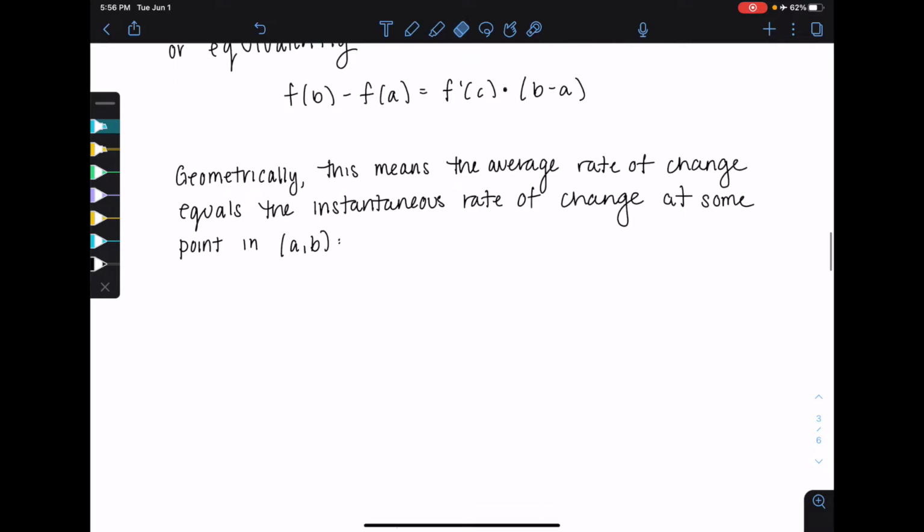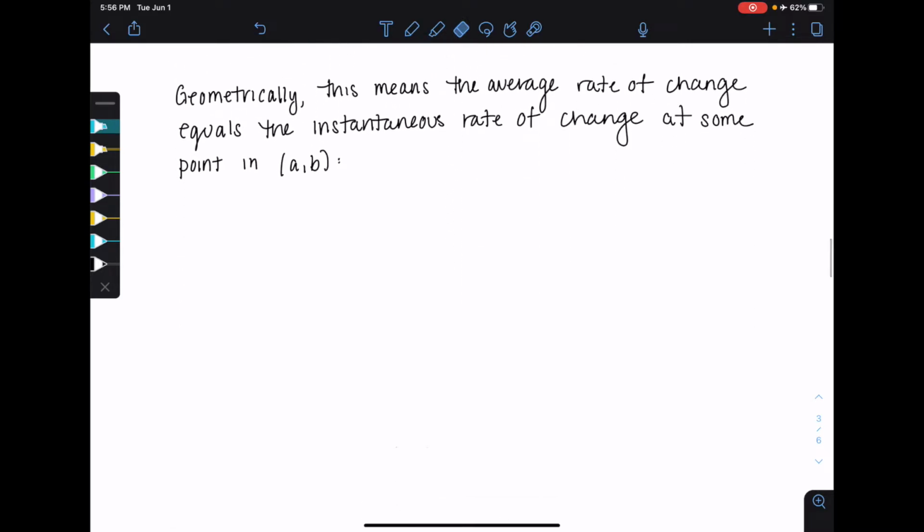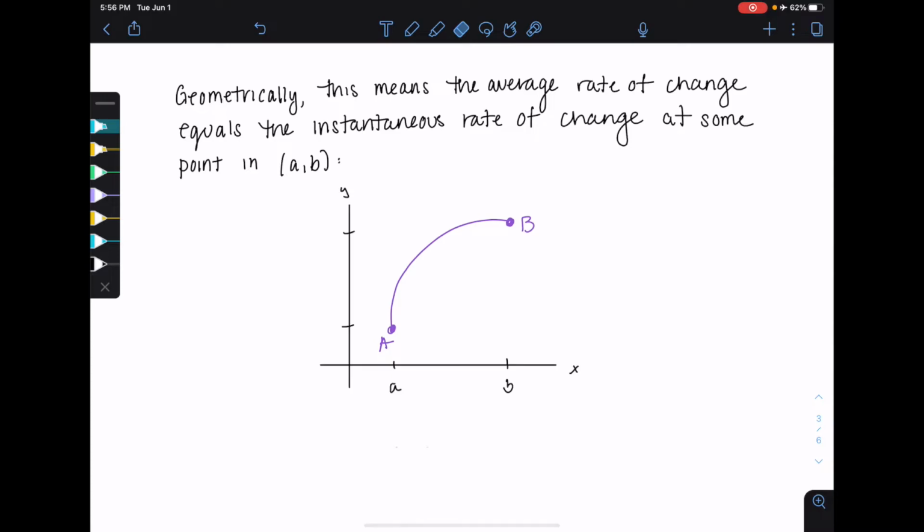So to show you that yes, that does happen, let's look at a function. This would be our value of f of a, this would be our value of f of b. If I connect these two endpoints from a to b, this would be our secant line.